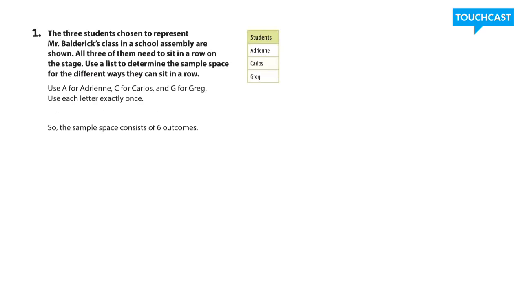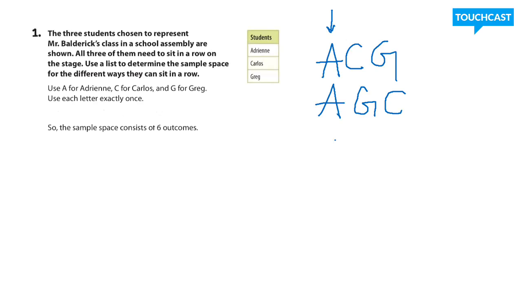Use a list, so specifically a list, to determine the sample space for the different ways they can sit in a row. Okay, so they suggest using A for Adrian, C for Carlos, G for Greg, which is great. So let's do that list. So we know it could be just Adrian, Carlos, Greg. Could be Adrian. I like to keep that first letter as consistent as long as possible. So it could be Adrian, Greg, Carlos.